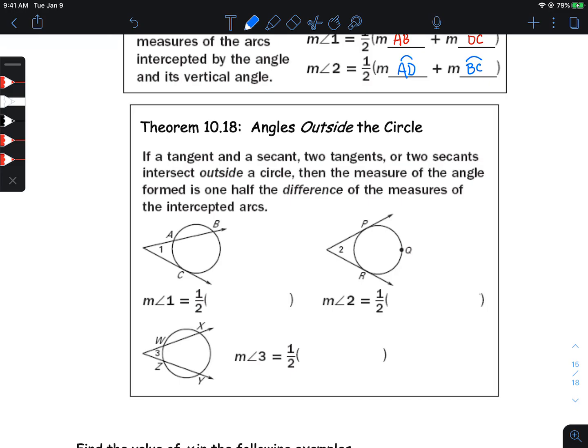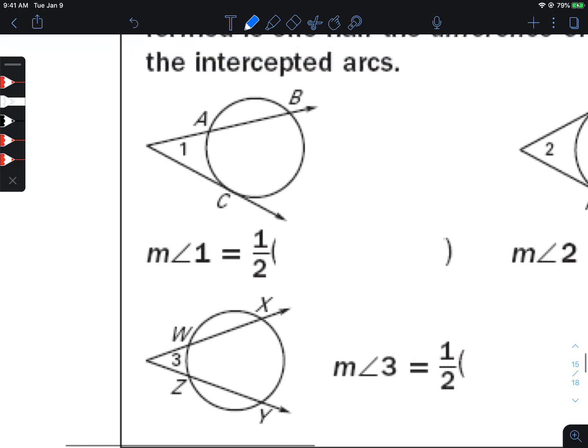So what does that look like when you have a tangent line? Here's a tangent line right there, and then a secant line. You're going to use the two arcs that we're dealing with here, so that would be BC for one of the arcs, and then the smaller arc between the two lines right there is AC. You just take them and subtract them, and then you divide by 2, and that will find you this angle right here that is outside of the circle.